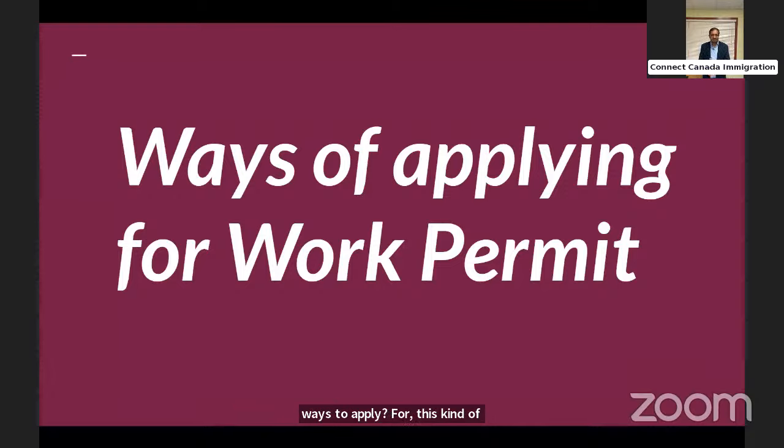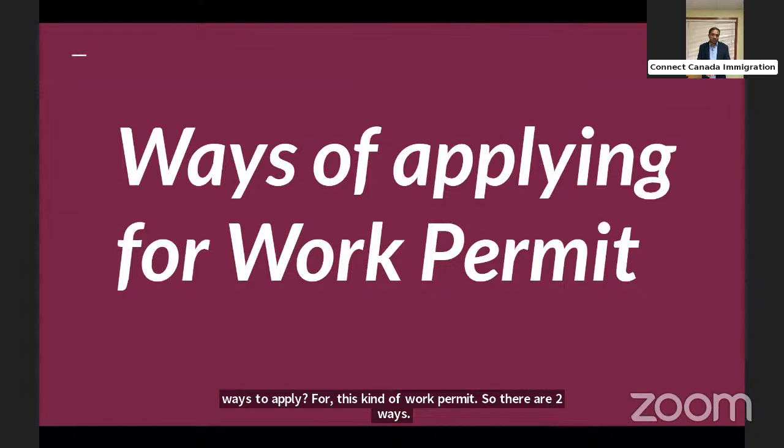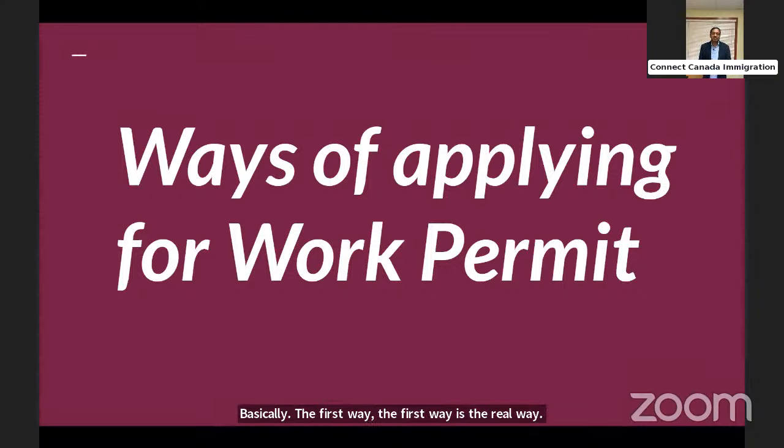There are two ways basically. The first way is the regular way that you can apply online, use the IMM 5710 form, and submit the application. It might take 3, 4, 5, 6 months. It might take a little bit longer, but that's okay. You can still have maintained status through this.